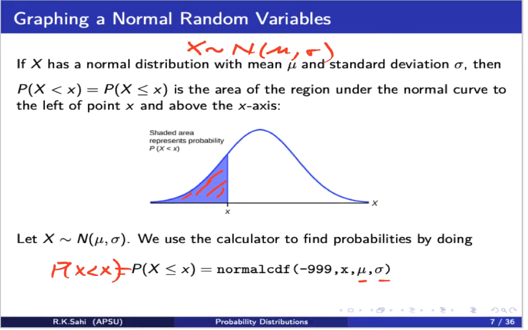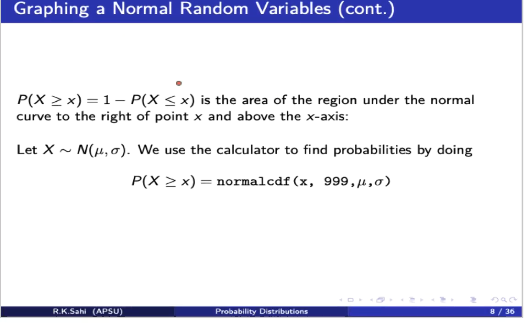Sometimes you can get questions which ask: what is the probability x is greater than or equal to x? In that scenario, let's see how it can be shaded. Just roughly draw your normal curve, and this is your mu. Suppose my x is here. This point, guys, is my x. So probability x is greater than or equal to x means this shaded part.